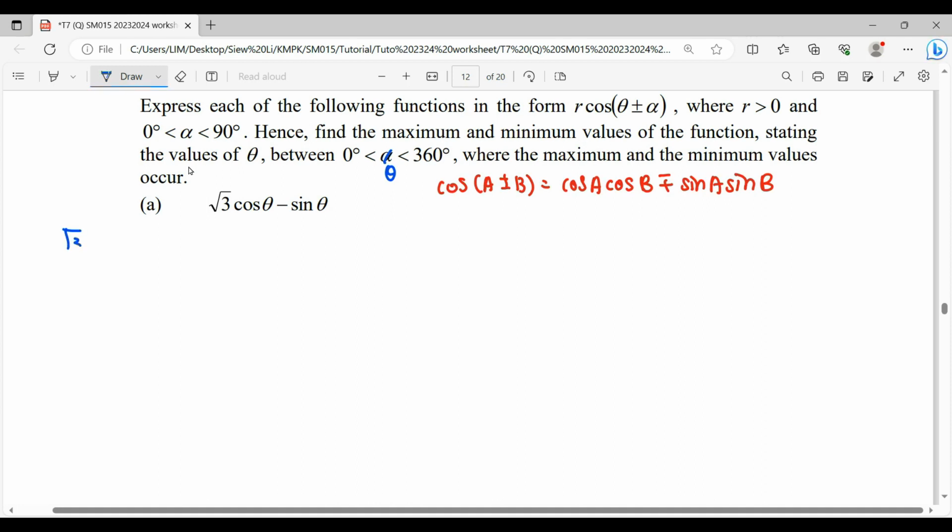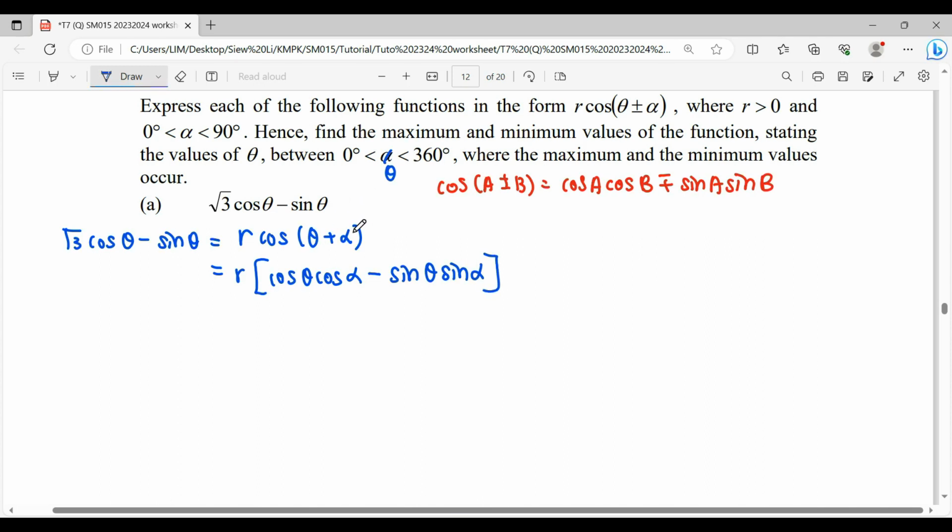So first of all, we take out this expression. We're going to express it in compound angle cos. From here we have to decide whether the angle is plus or minus. Since our expansion here is minus, the angle used here will be plus. Then we expand using the compound angle formula, cos A cos B minus sin A sin B, where theta is A and alpha is B.